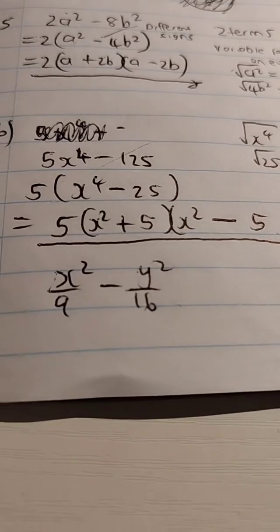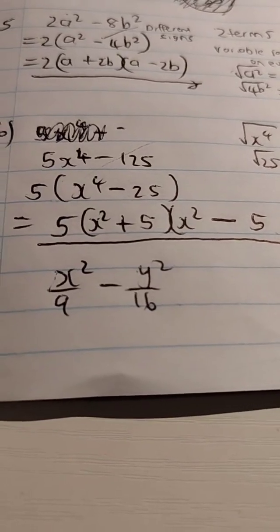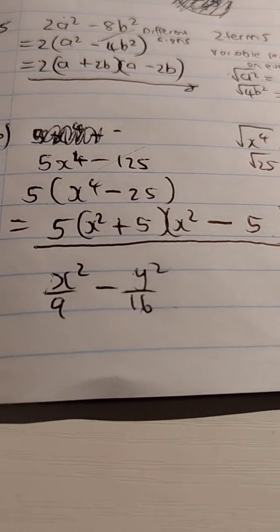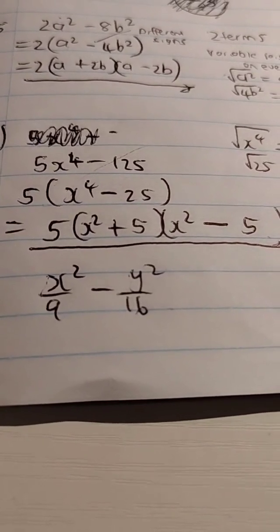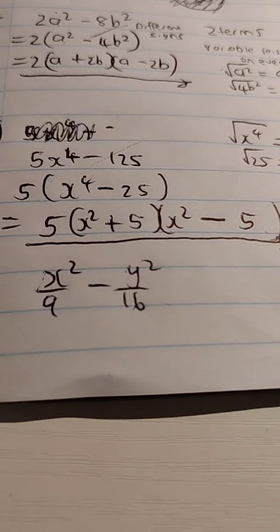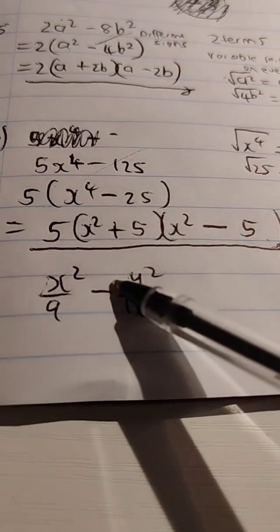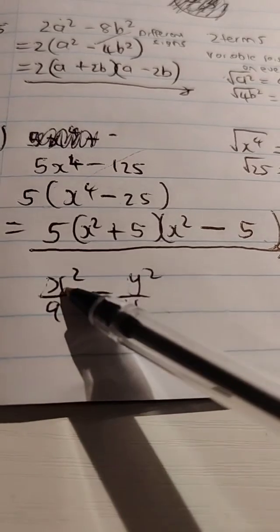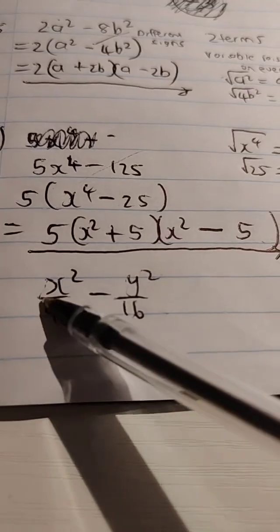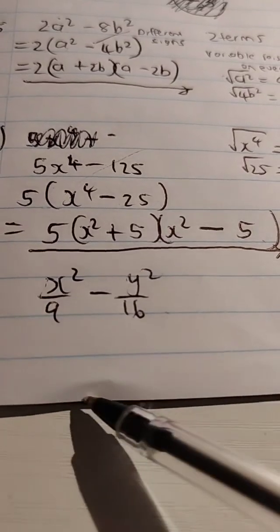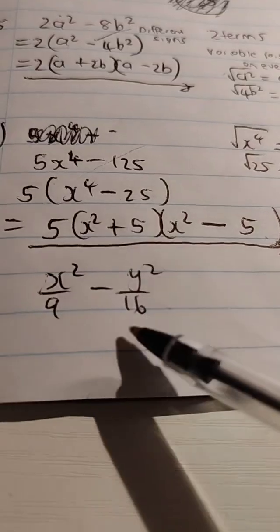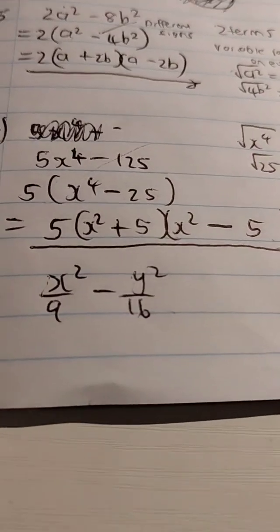Highest common factor. Here we can say 1 is the highest common factor, so we are left inside the bracket with a difference of 2 perfect squares. Why? Because x squared is a variable raised to an even exponent, 9 in the denominator is a perfect square, y squared is a variable raised to an even exponent, and 16 is a perfect square.